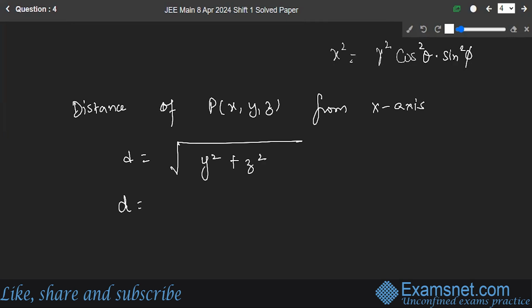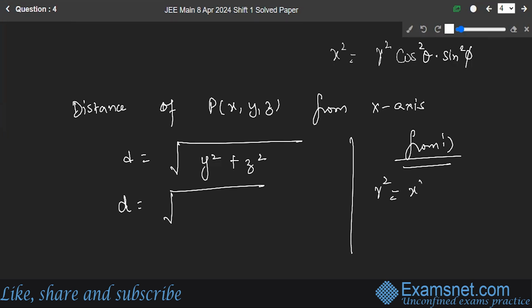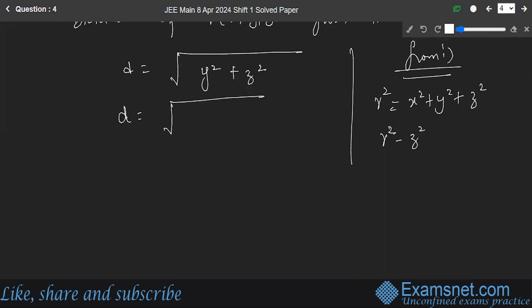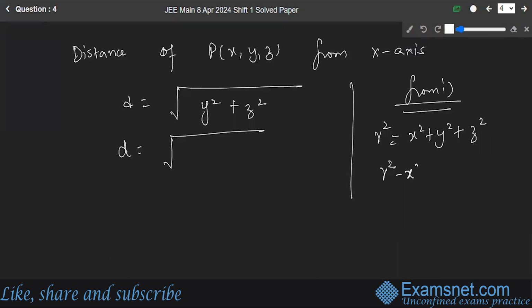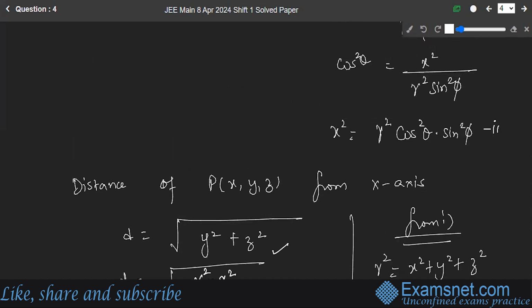So this d is equal to root of, see, from 1, what you had, it was gamma square is equal to x square plus y square plus z square, right? Or gamma square minus x square is equal to y square plus z square, because here I'm having y square plus z square. So you have gamma square minus x square over here. So this d is equal to root of gamma square minus, and what was x square? We just solved it using 2.